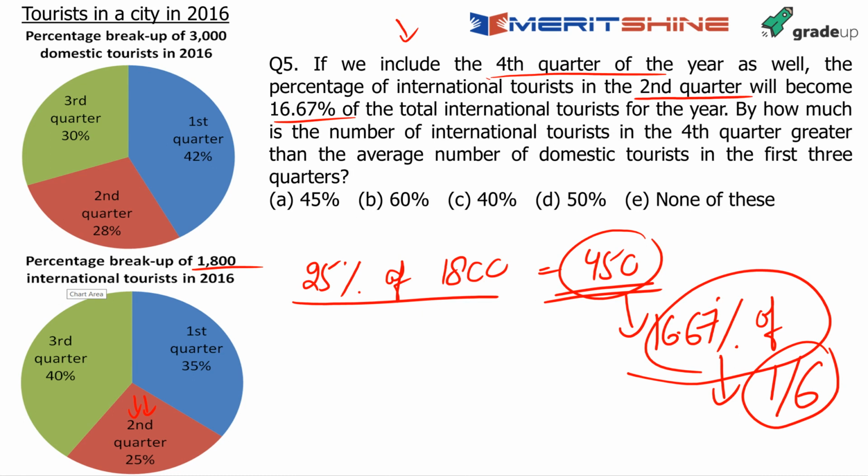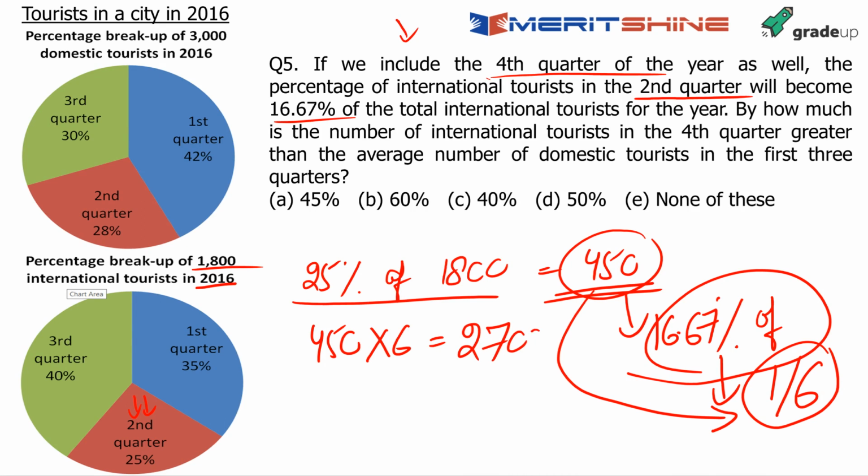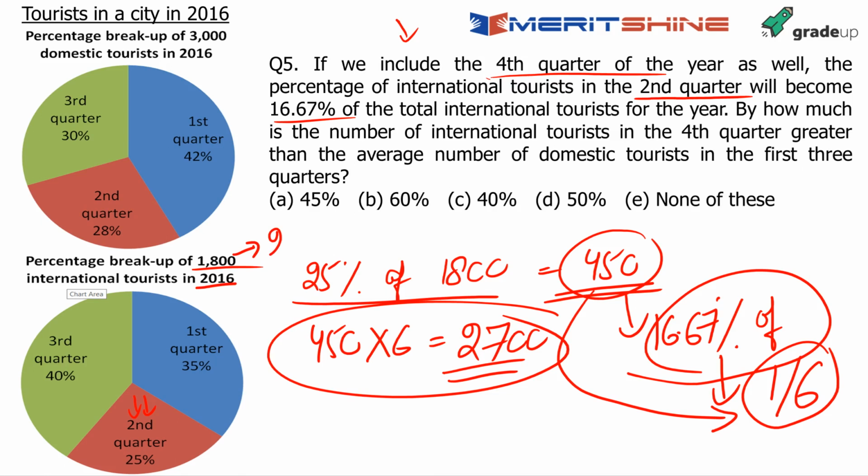So what is happening is that this 450 is 1 by 6 of the total number of international tourists in 2016 if you include the fourth quarter as well. Listen to it very carefully. So 450 into 6. How much is that? Is it 2700? I think yes. Fine. So this is 2700. So including the fourth quarter, this 1800 becomes 2700. Now look at the question. This is the data that's given to you. It says by how much is the number of international tourists in the fourth quarter greater than the average number of domestic tourists in the first 3 quarters.